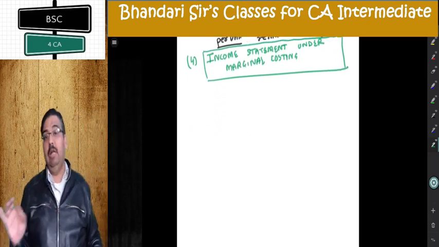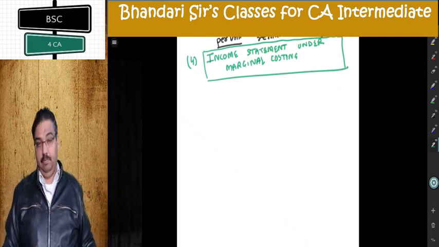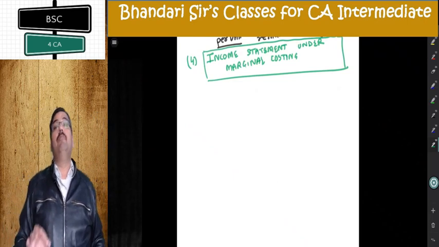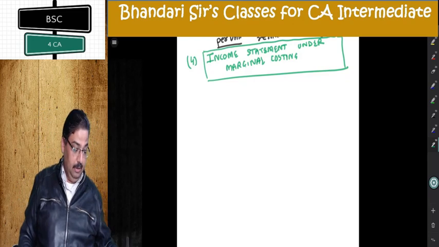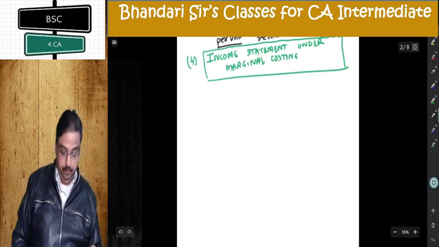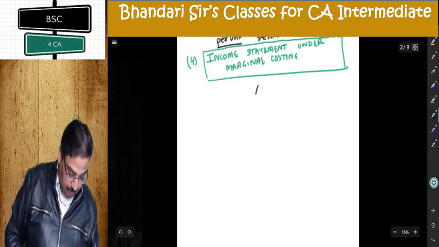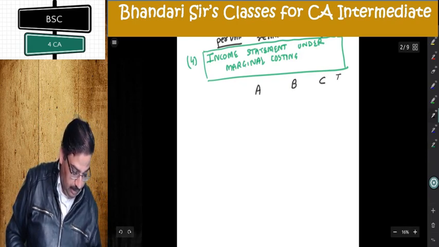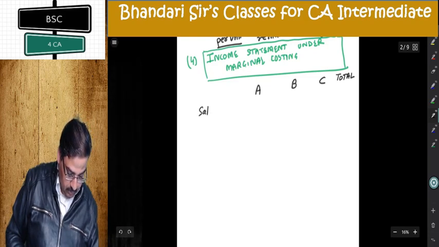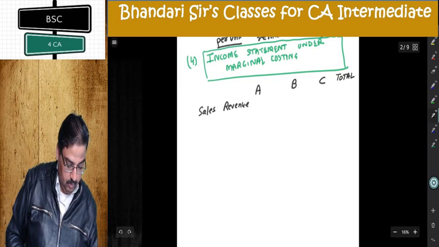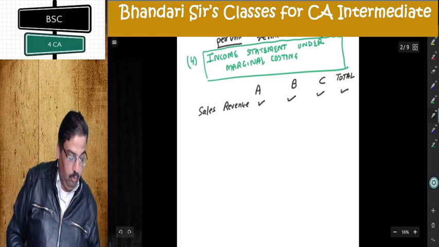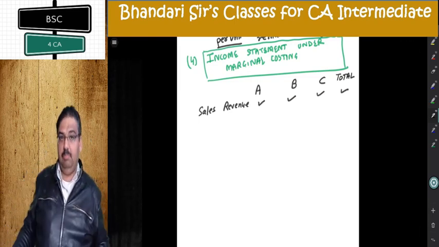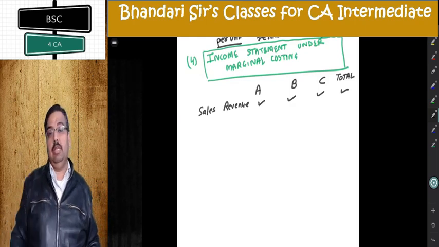There will be multiple products within a company. So we start with multiple products and their sales revenue. Let us say there are 3 products A, B, C. We can make a total column also. Sales revenue: how we compute it? Sale units multiplied by selling price per unit. That is sales revenue.